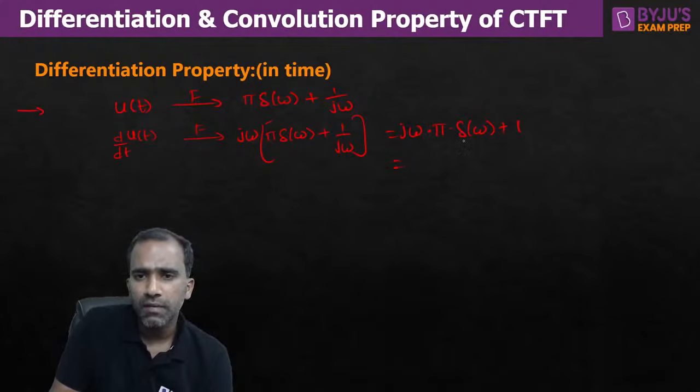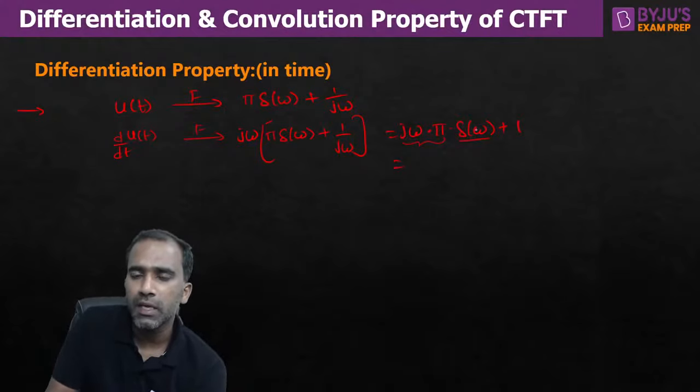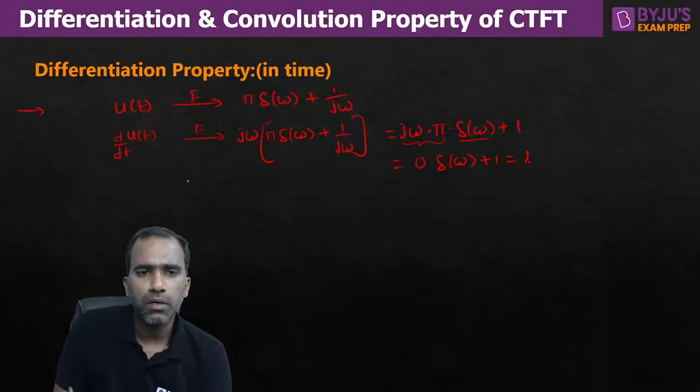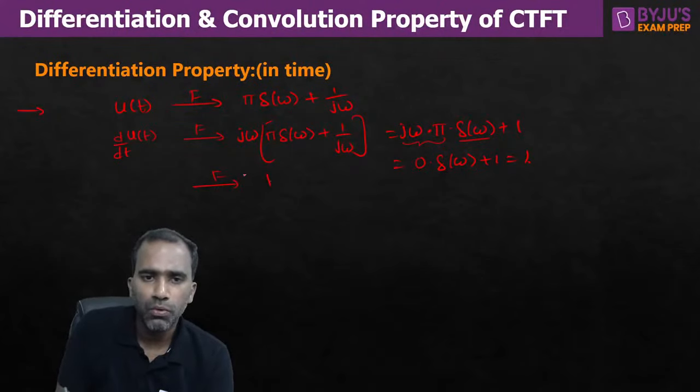Look at this one. Whenever an impulse is multiplied with any function, in the neighboring function substitute the location of the impulse. What is the location of the impulse? Omega equal to 0 is the location of the impulse. Wherever you find omega in the neighboring function, substitute with 0. So it will become 0 multiplied with del of omega plus 1, which is again 1. Come on, sir, I have seen this Fourier transform. 1 is a Fourier transform of a signal that I know is correct.